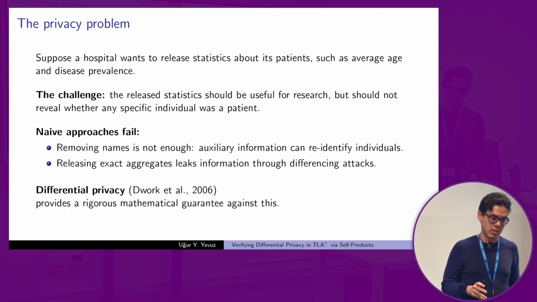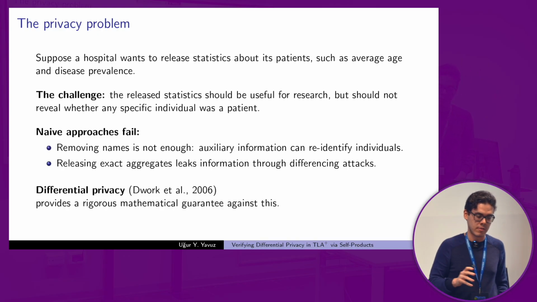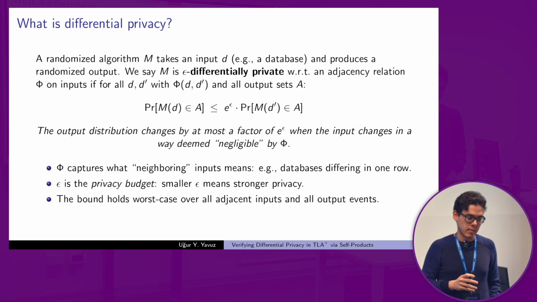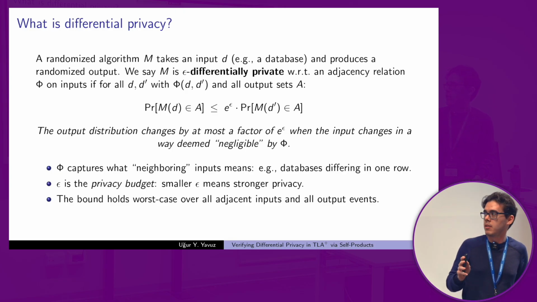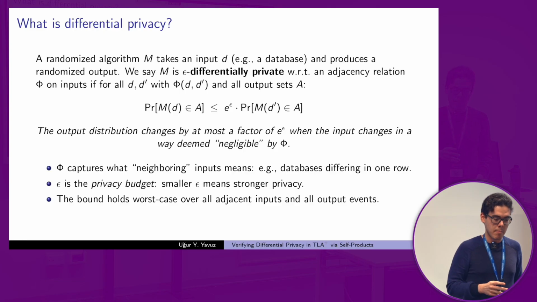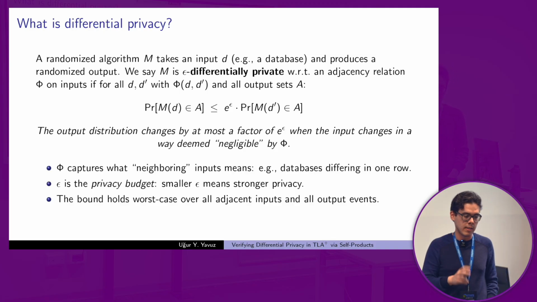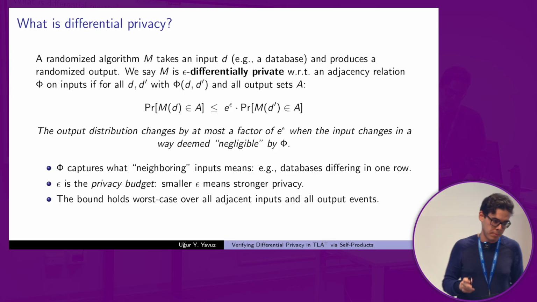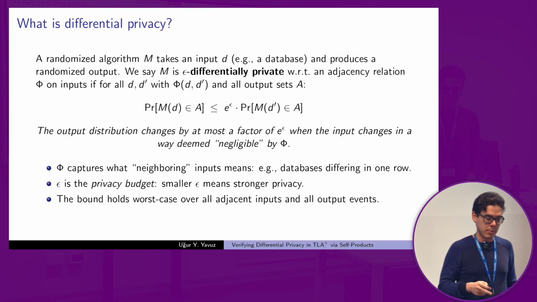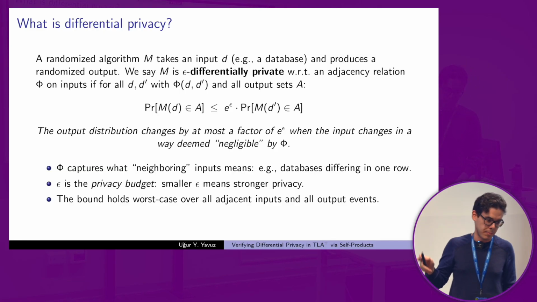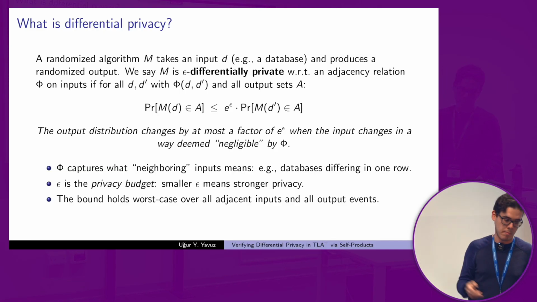It's a mathematical definition with rigorous guarantees that hold against arbitrary adversaries. Let me show you the definition. We have a randomized algorithm M that takes an input D, and you can think of D as something like a database, and produces some randomized output. We say that M is epsilon differentially private with respect to an adjacency relation phi if, for any two inputs D and D prime that are related by phi, and any set A of possible outputs, the probability that M outputs something in A on input D is at most e to the epsilon times the probability that M outputs something in A on input D prime.